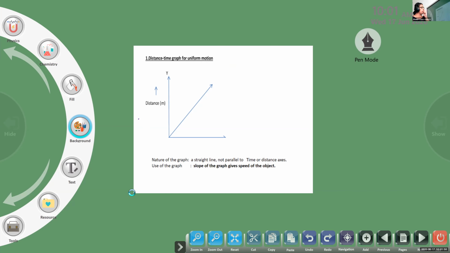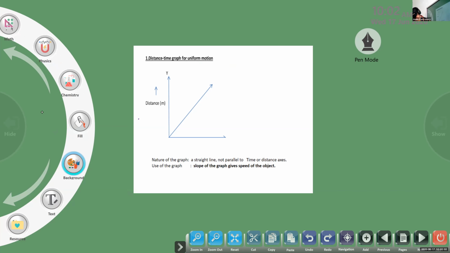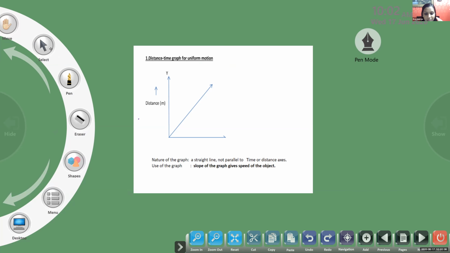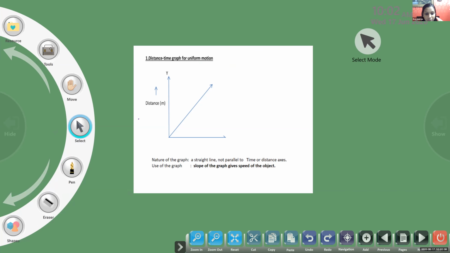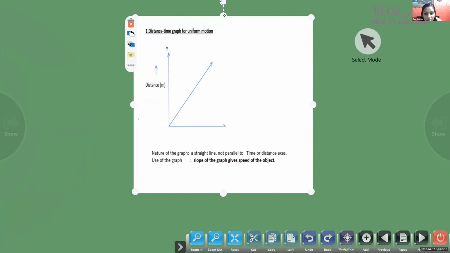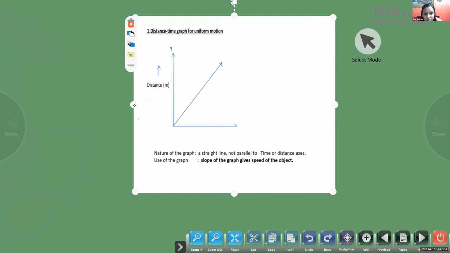Eva, read what is written below that graph. Read it. I want to know whether you are able to see it. Nature of the graph: a straight line not parallel to time or distance axis. Use of the graph: slope of the graph gives speed of the object.